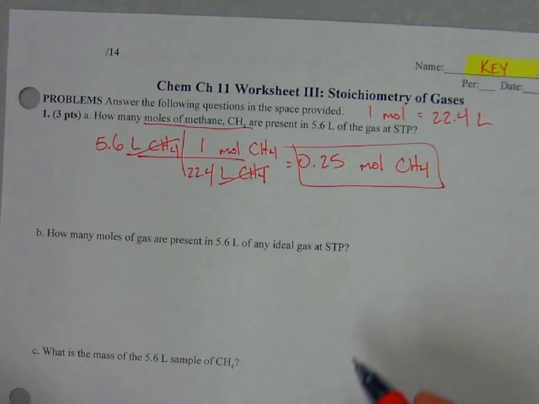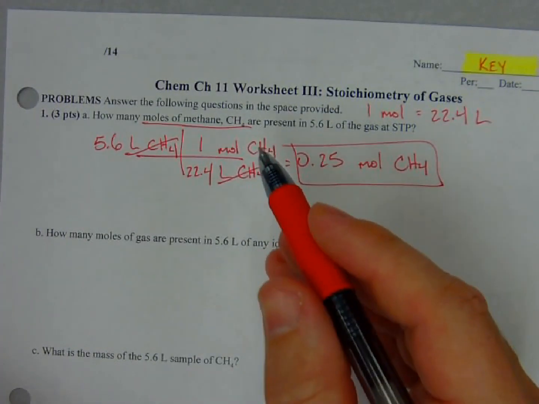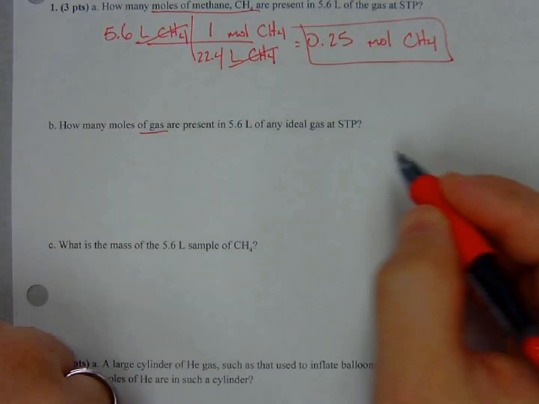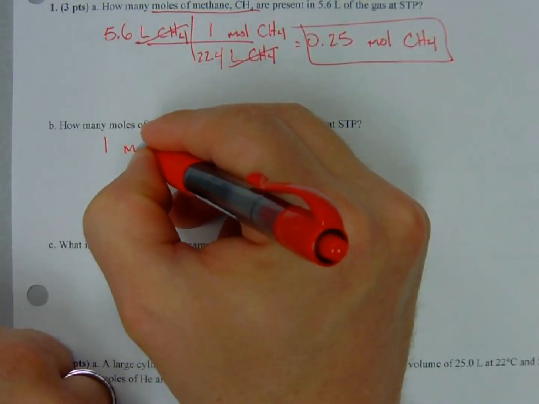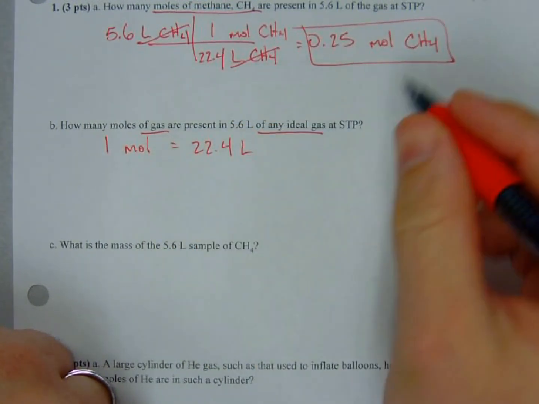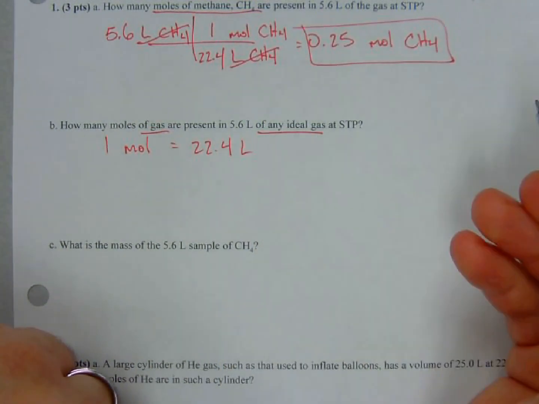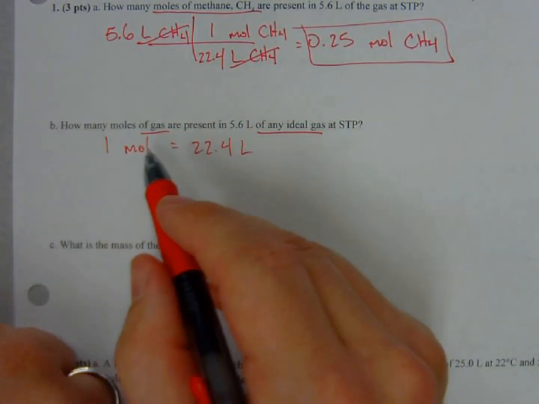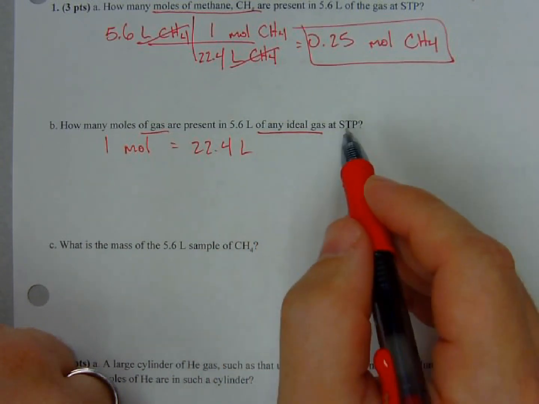Any gas? Wait a minute. This standard molar volume is true for any gas, not just methane. So how many moles of gas, any ideal gas, at STP? Well, 1 mole is equal to 22.4 liters of any gas, as long as it's behaving ideally, right? And we know that gases don't, right? They have real behavior. But ideally, this is going to be true for any gas at standard temperature and pressure, right? Standard molar volume, standard temperature and pressure.